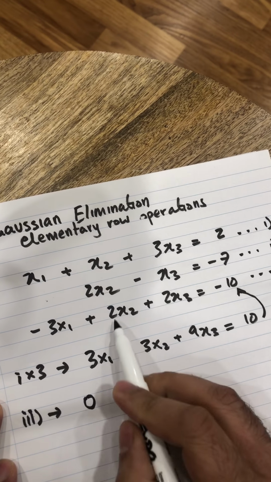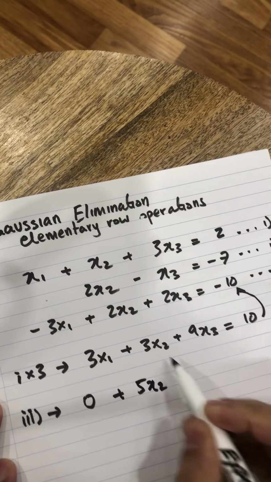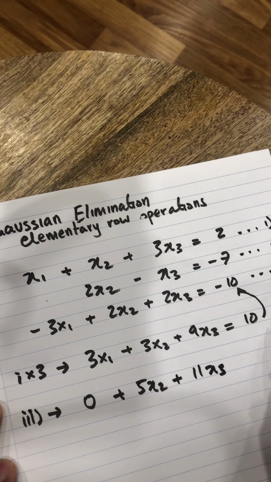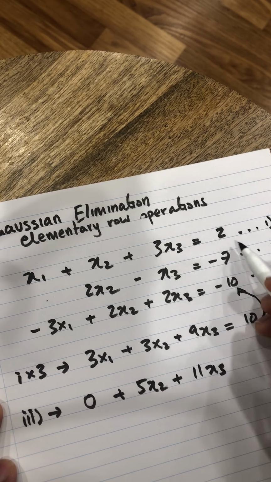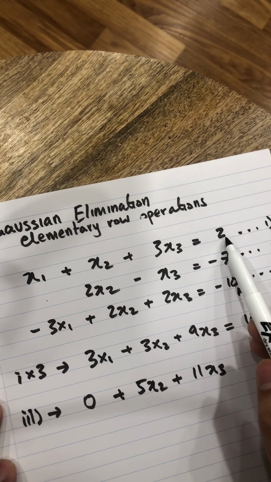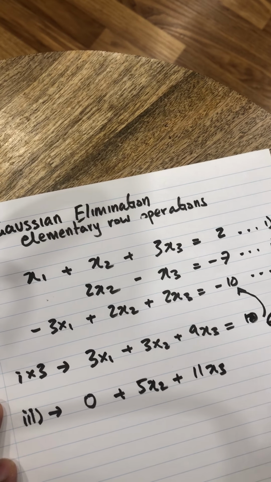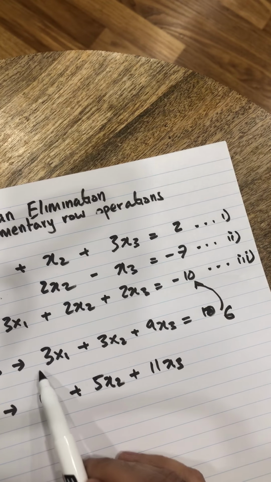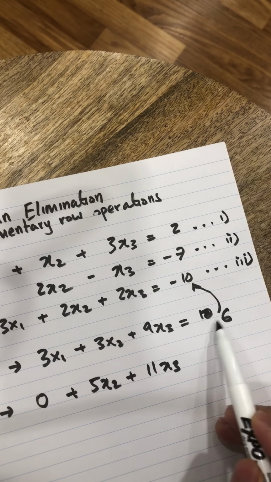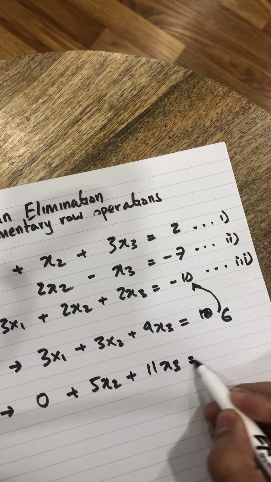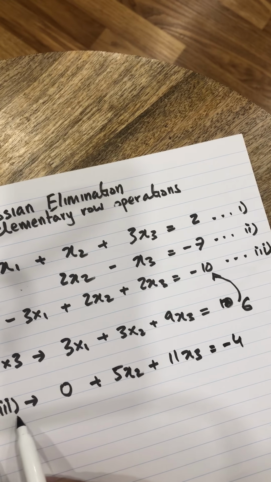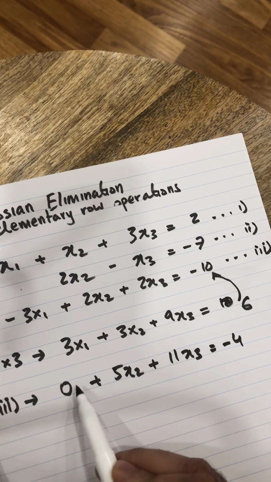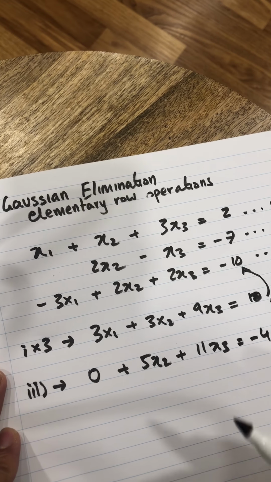0 plus 5x2 plus 11x3, and sorry, I think we multiplied, this was 6, right? Because I multiplied this equation with 3, so this became 6. So when you add 6 to 10, you're left with minus 4. Okay, so your equation 3 has now been transformed into this form, where you can see your x1 has been eliminated. So now you have a new system of equations, right?